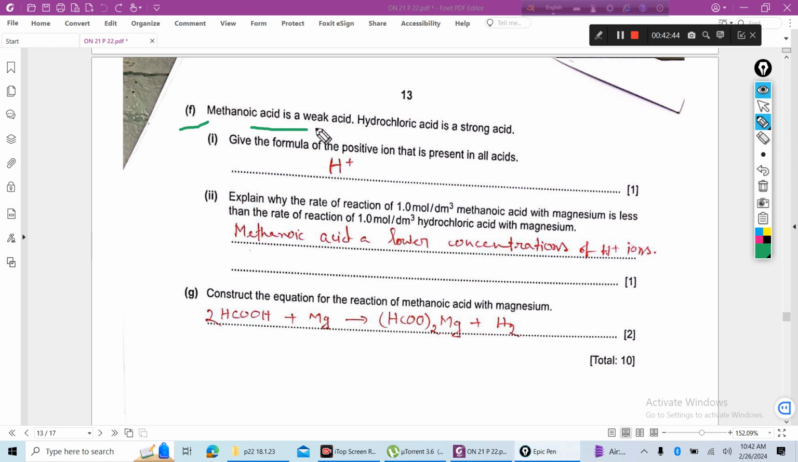Methanoic acid is a weak acid, hydrochloric acid is a strong acid. You know, weak acid ionizes partially and strong acid ionizes fully. Number 1, give the formula of the positive ion that is present in all acids. Acid contains hydrogen ion H+, this is known as proton. All acids contain hydrogen ion, H+ ion.